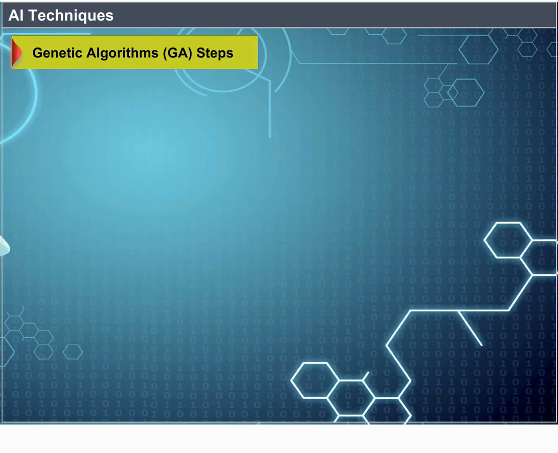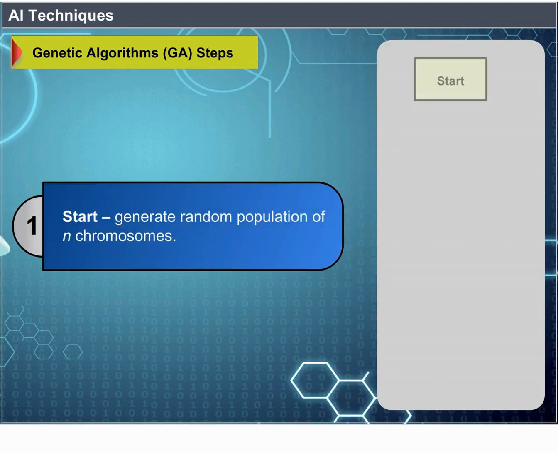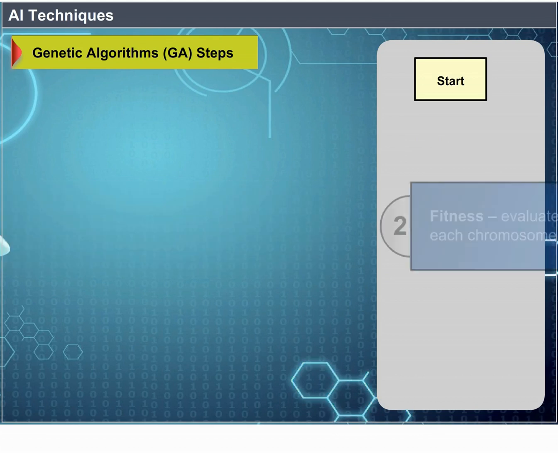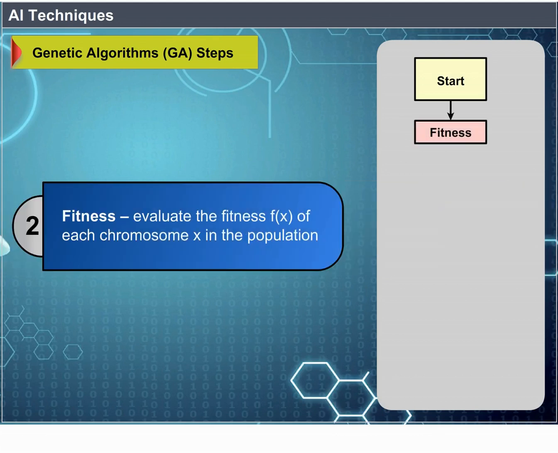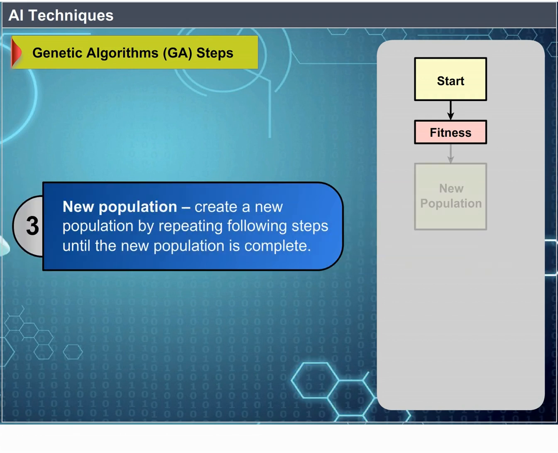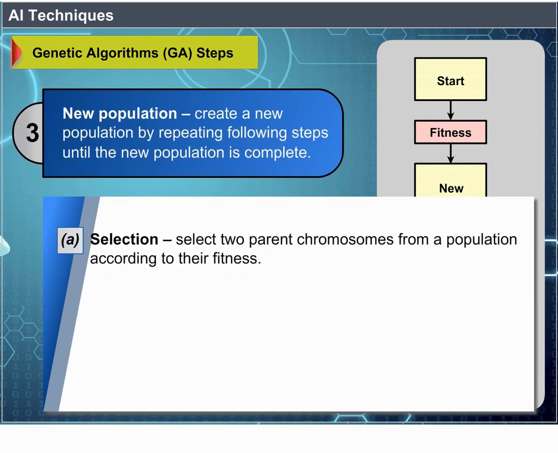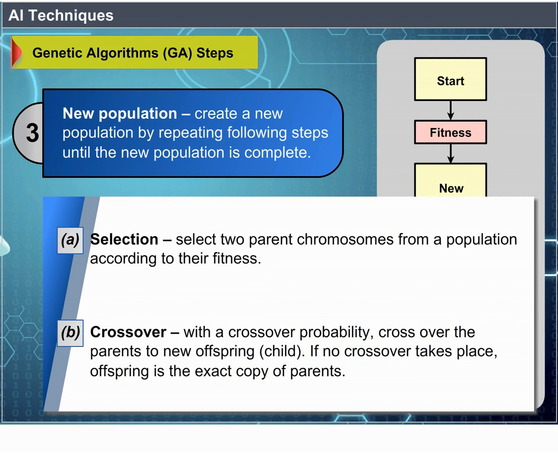Genetic algorithm steps. Start: generate a random population of n chromosomes. Fitness: evaluate the fitness f(x) of each chromosome x in the population. New population: create a new population by repeating the following steps until the new population is complete. Selection: select two parent chromosomes from the population according to their fitness. Crossover: with the crossover probability, cross over the parents to form a new offspring child.